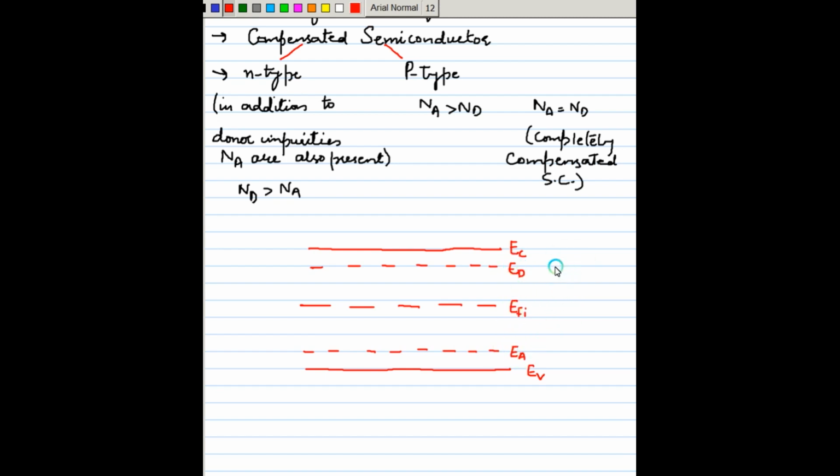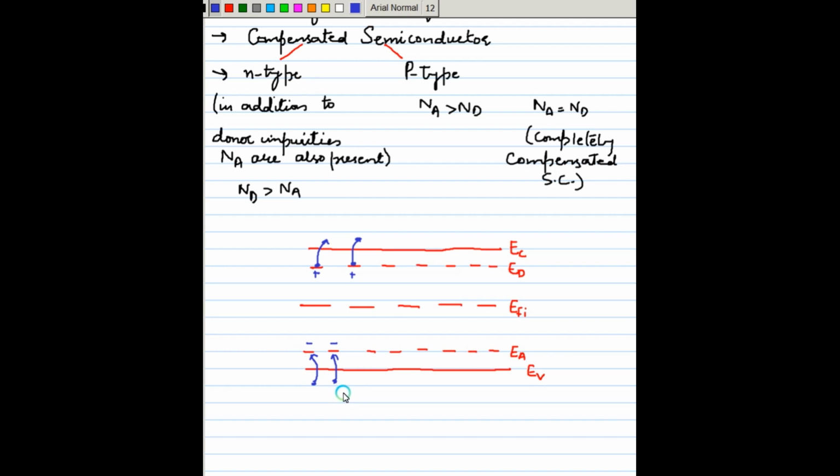Now, when the temperature increases above 0, what will happen? First, some of the electrons from ED will go into the conduction band. Some of the electrons from EV will go into the acceptor levels. So this becomes ionized, it loses an electron. This becomes ionized, it gains an electron.